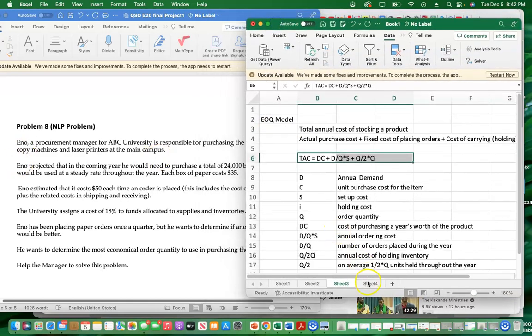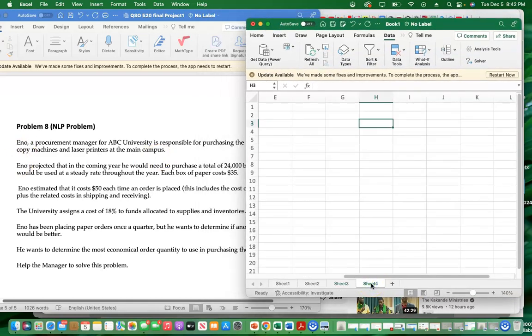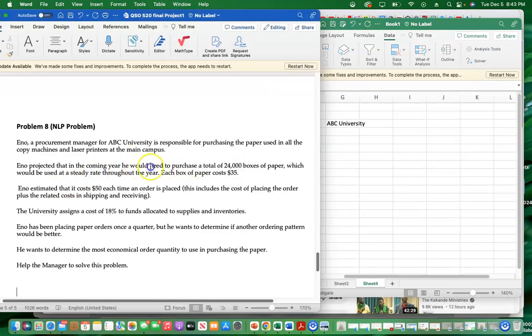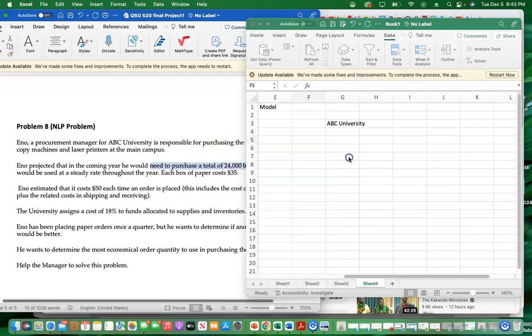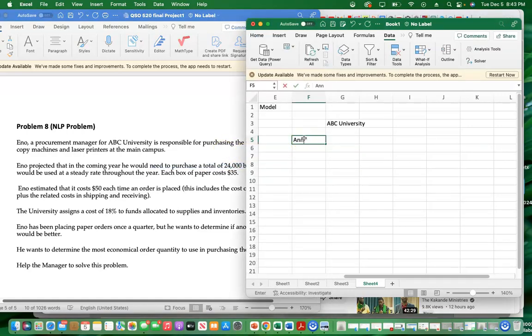Based on this question, we're going to create our model. And here we have ABC University. And in this case, we're going to identify information which is provided, and you can see that we have the demand, which is the amount of the boxes of paper to be purchased in a year is 24,000. And so the annual demand is 24,000.